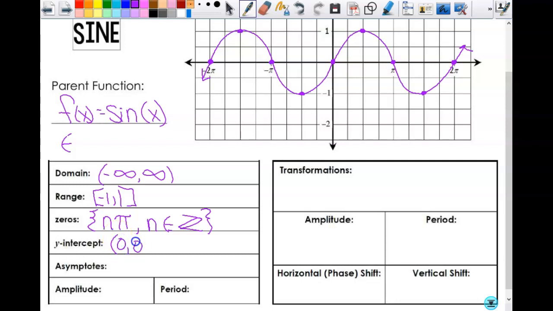0, 0. Do we have any asymptotes? Nope. Okay, and then the amplitude. The amplitude is something we'll talk a little bit more about tomorrow, but it is the distance on the parent function from the x-axis to the maximum. So your amplitude right here is just 1. That's going to come into play when we start stretching the graphs and have our transformations. And what did we say the period is?